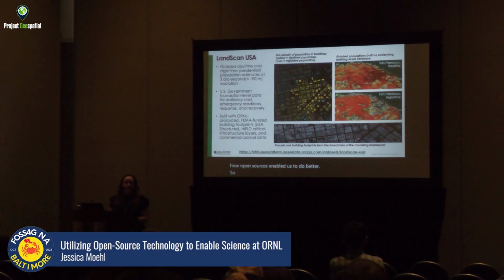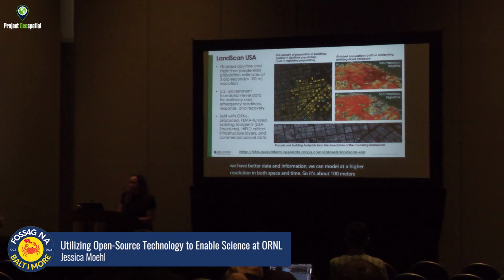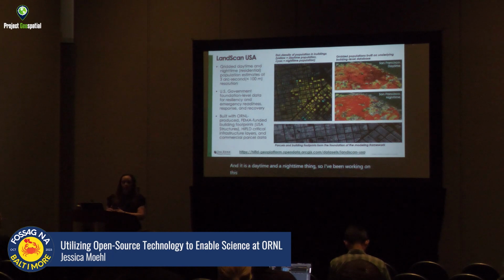One of the things we are most well known for is our LandScan population modeling. This slide is about LandScan USA. The global product we have is kilometer resolution. In the US, because we have better data and information, we can model at a higher resolution in both space and time. It's about 100 meters, and it is a daytime and a nighttime product. I've been working on this problem, trying to make this model work with the data that's available, since 2009.